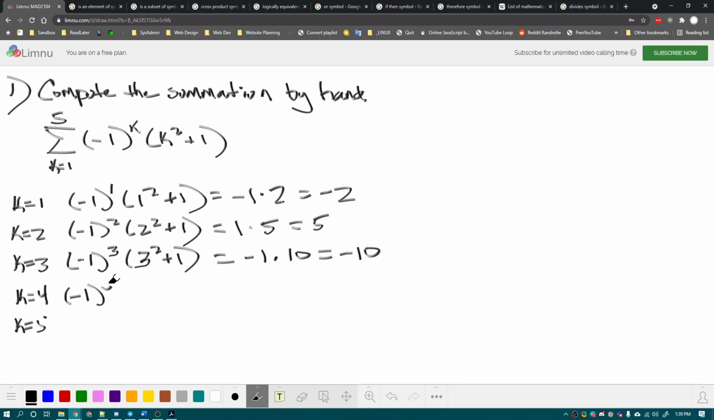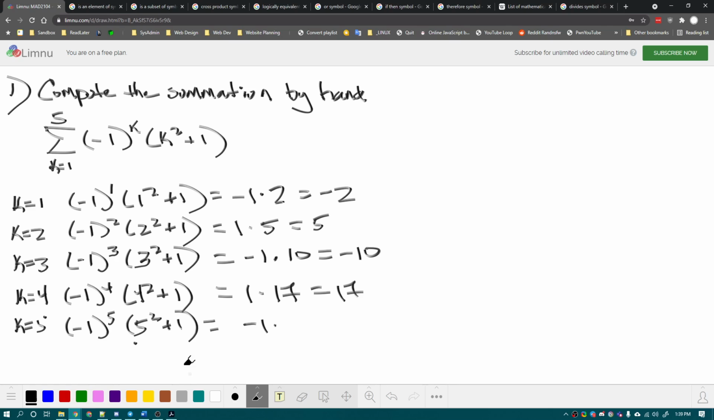Negative 1 to the 4th times 4 squared plus 1. So negative 1 times negative 1 times negative 1 times negative 1 is 1. 4 squared is 16 plus 1 is 17. So this is equal to 17. And finally, negative 1 to the 5. 5 squared plus 1 is equal to negative 1 times, 5 squared is 25 plus 1 is 26. This is equal to negative 26.